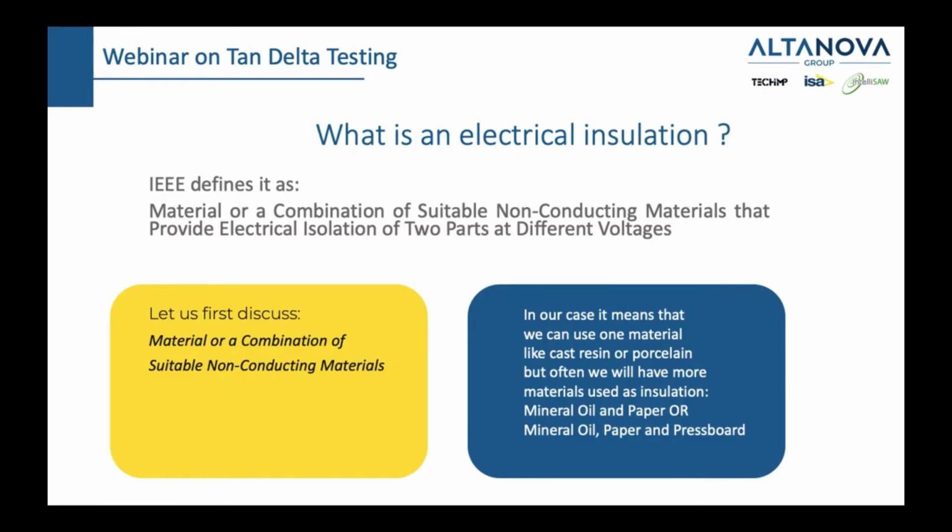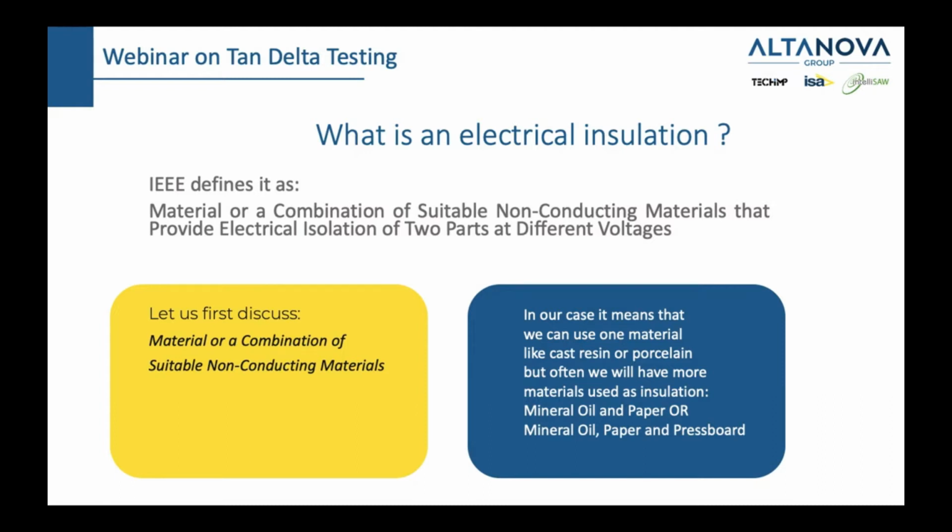And when we talk about insulation, let us define it. If we want to talk about it, it's a good idea to define it. So we are defining insulation as a material or a combination of suitable non-conductive materials that provide electrical insulation of two parts at different voltages. It's a very straightforward and quite understandable definition, but still let us focus on one element: the material or a combination of suitable non-conducting materials.